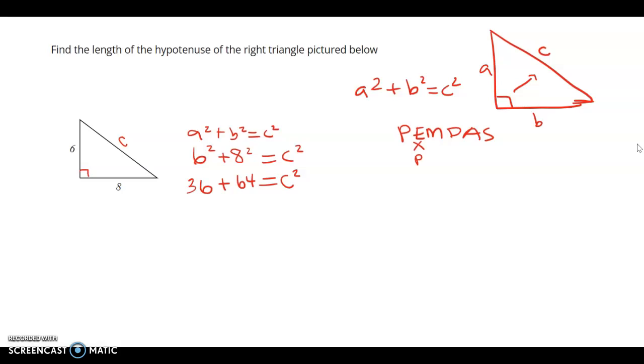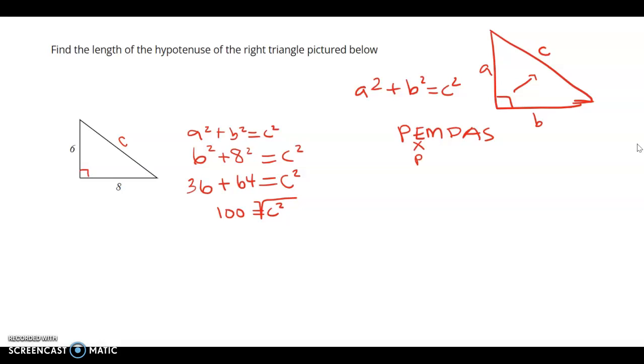Okay, so then 36 plus 64, we get 100 equals C squared. So is that the answer we're looking for? Would 100 seem a little bit long if the other two sides are 6 and 8? Yeah, that's pretty long, and it's an incorrect answer. And the reason is we're not looking for C squared, we actually want C.